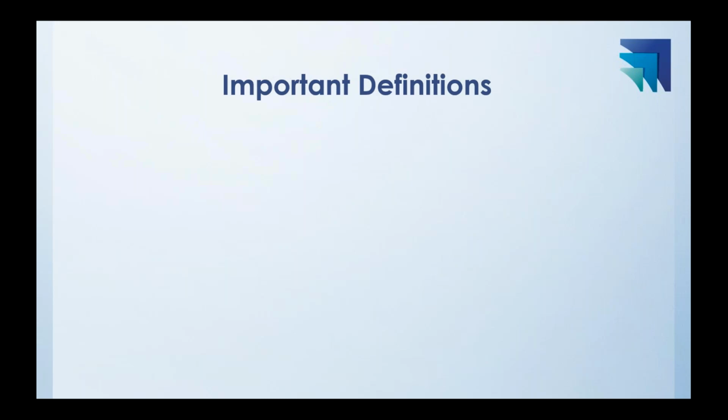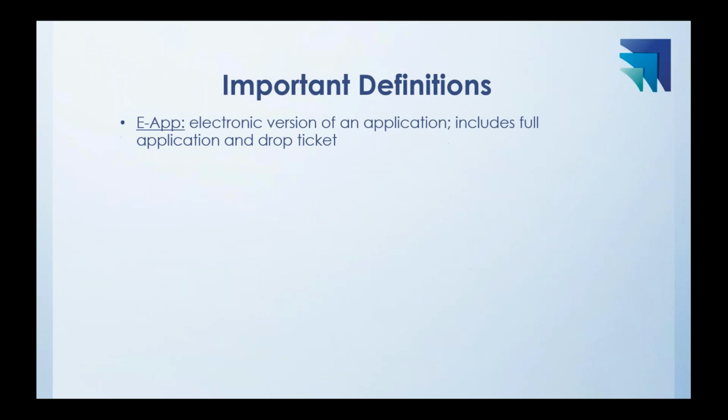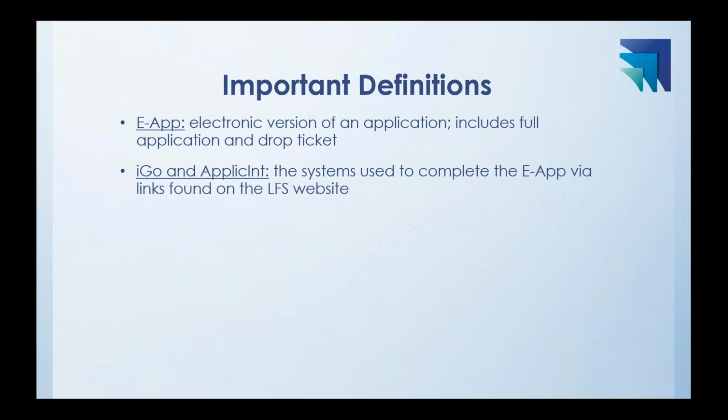So before we even get into the presentation, I've got a few things we'd like to go over from a definition standpoint to make sure you understand exactly what these terms mean, so that you can use them appropriately in your everyday life. So getting started, an EAP. EAP is simply an electronic application. This could be a full application or it could be a shortened drop ticket. In either case, EAP is simply an electronic application.